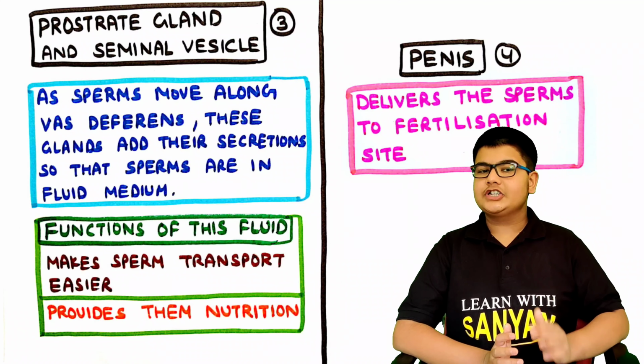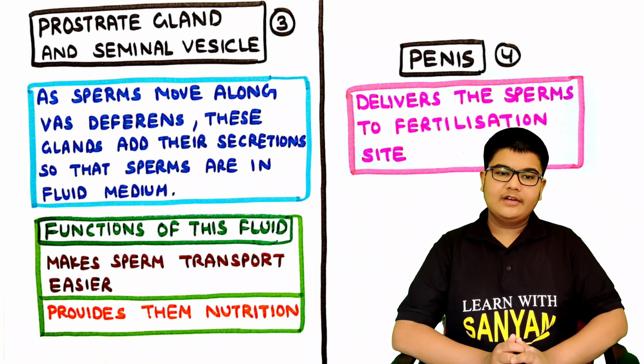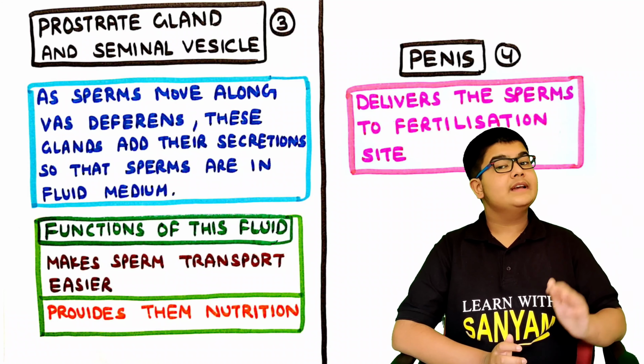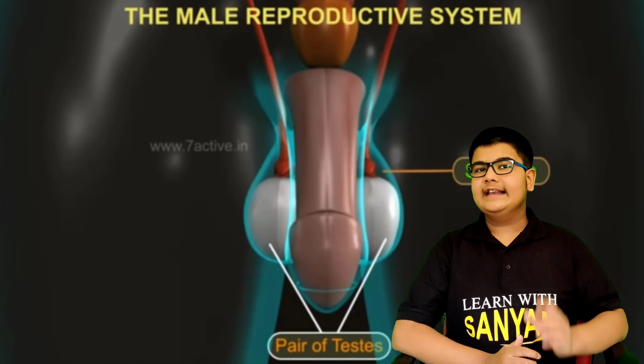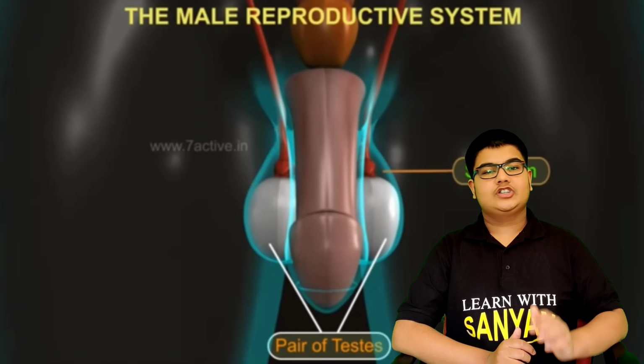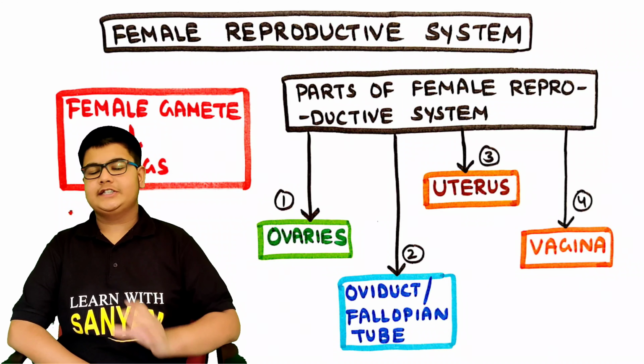Now let's see the functions of this fluid. It makes sperm transport easier and it also provides the sperms with nutrition. Fourth, penis. It delivers the sperms to the fertilization site. Now let's learn about the female reproductive system.